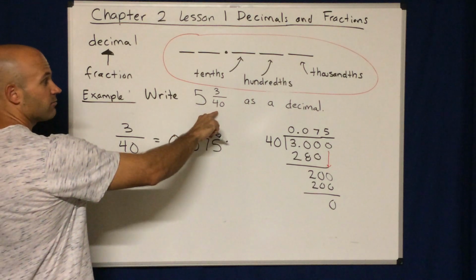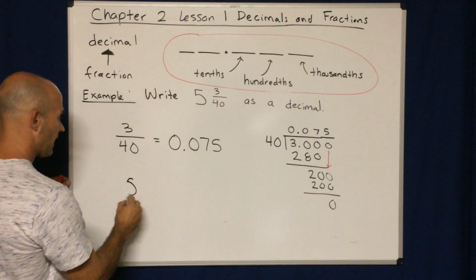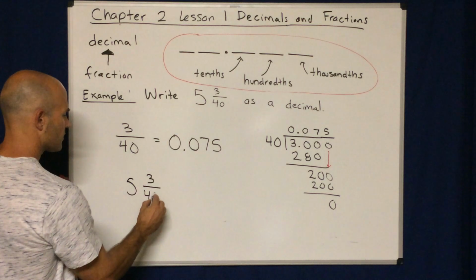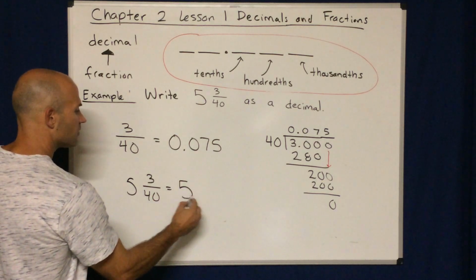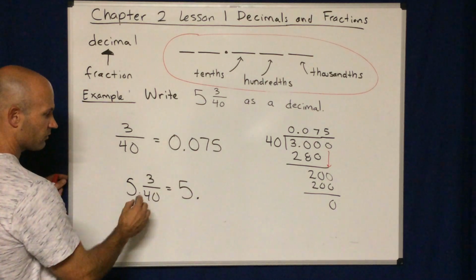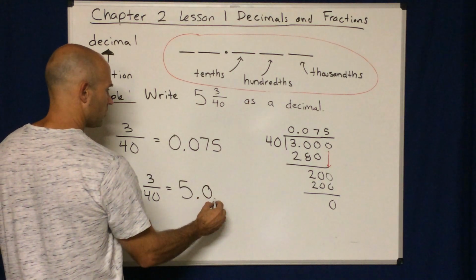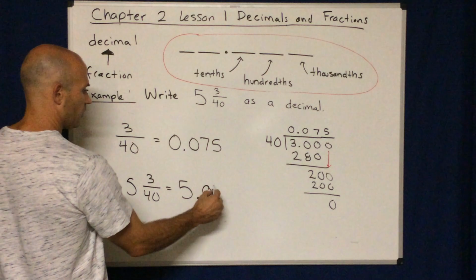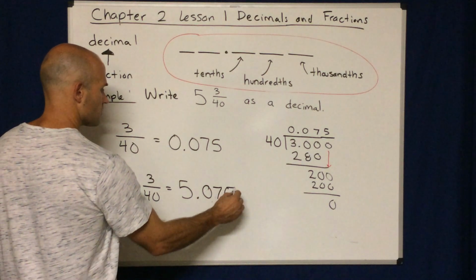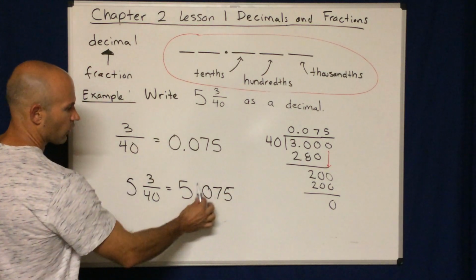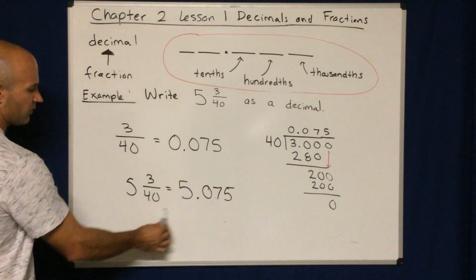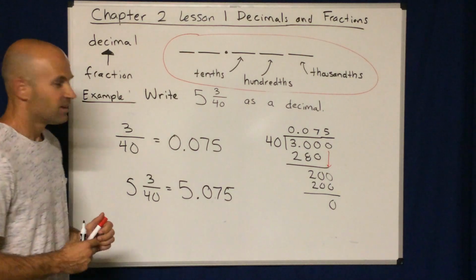So if I were to write 5 and 3/40 as a decimal, I would have 5. Here's my whole number part, the 5, staying to the left of the decimal, and then my decimal part, 0.075. So here's my 3/40 sitting right here, and there's my 5 sitting right here. Good.